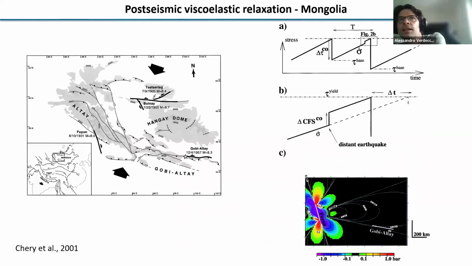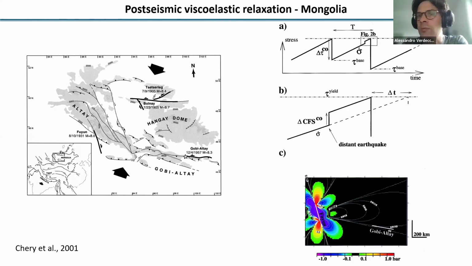Other examples come from Mongolia. I will scroll pretty fast towards this. There were four main earthquakes in Mongolia between 1905 and 1957. Those events were very far from each other. And for example, this is the event in 1931 with Coulomb stress calculation on the Gobi Altai fault, that is the fault responsible for the 1957 earthquake.